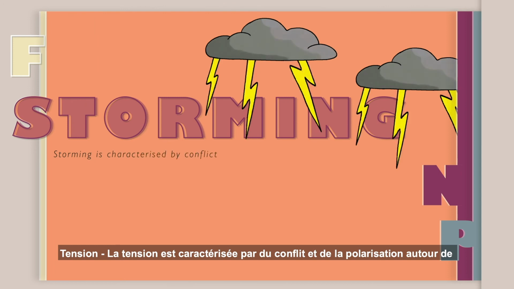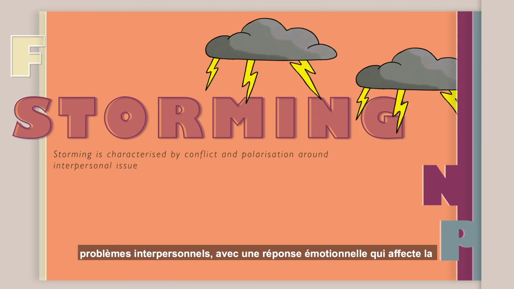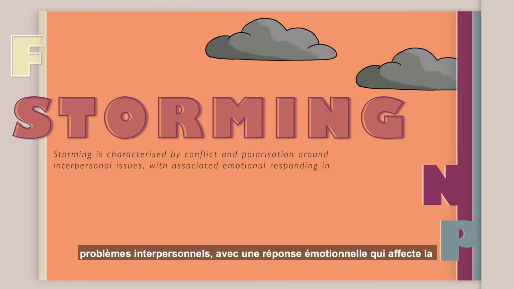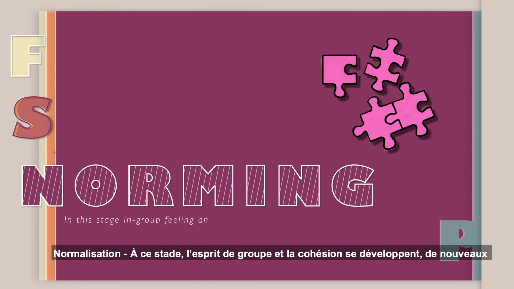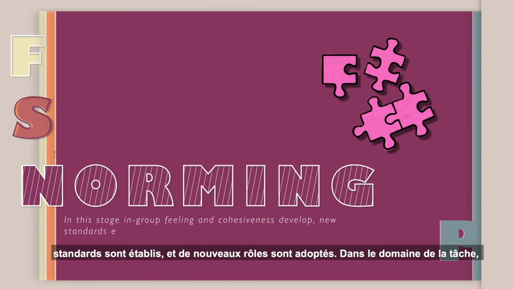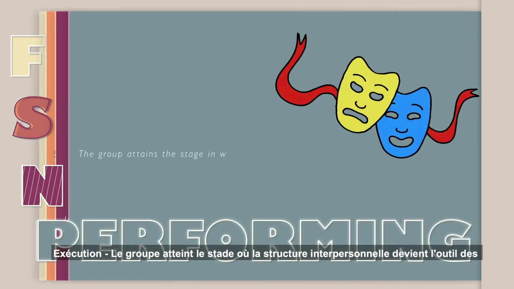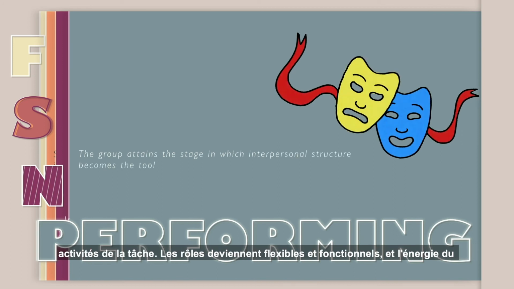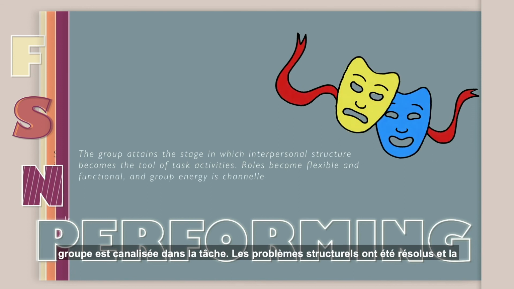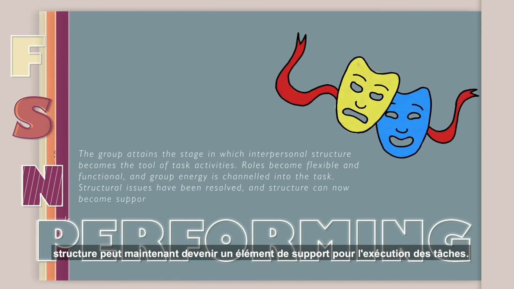Storming is characterised by conflict and polarisation around interpersonal issues with associated emotional response in the task sphere. Norming. In the norming stage, in-group feeling and cohesiveness develops, new standards evolve and new roles are adopted. In the task realm, intimate personal opinions are expressed. Performing. The group attains the stage in which interpersonal structure becomes the tool of task activities. Roles become flexible and functional, and the group energy is channeled into the task. Structural issues have been resolved, and the structure can now become supportive of task performance.